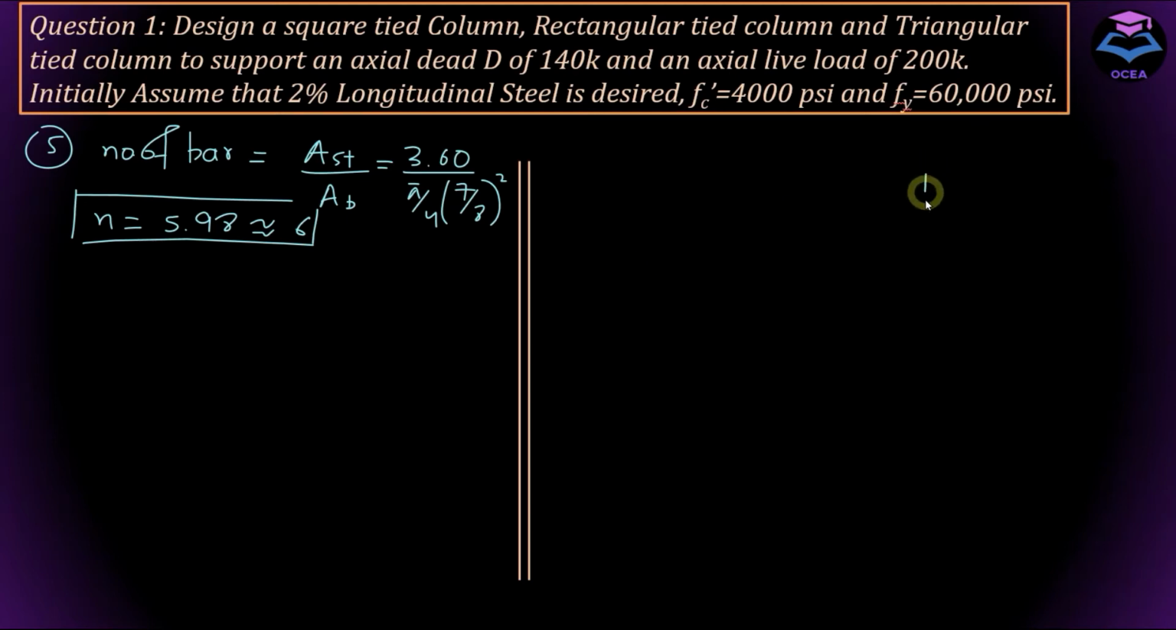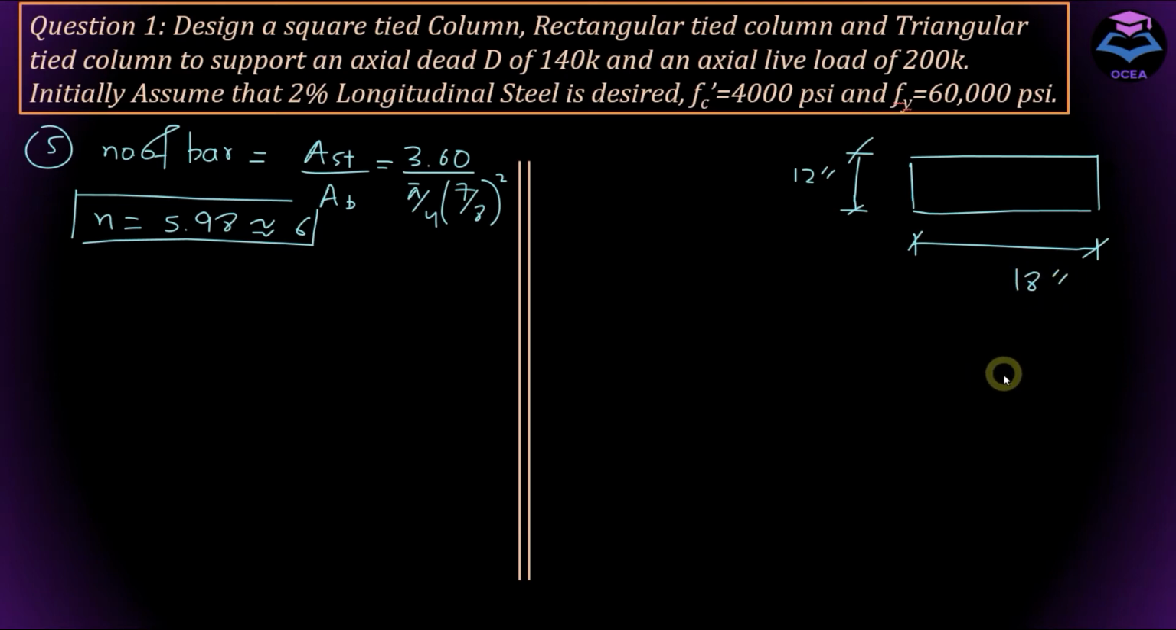And if I draw these bars in cross section, we have one side of rectangle equal to 12 inches and the other side equal to 18 inches. So there are 6 bars, 4 at the corners. At each and every corner you need to provide a bar, and the additional bars can be provided in between those bars. And now let's calculate the spacing of ties.